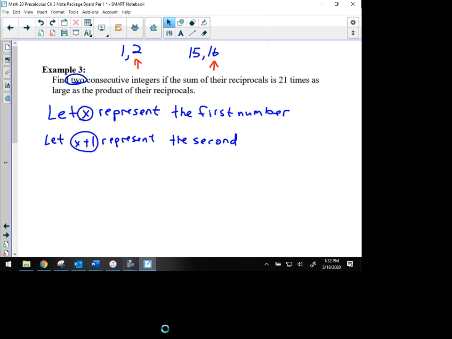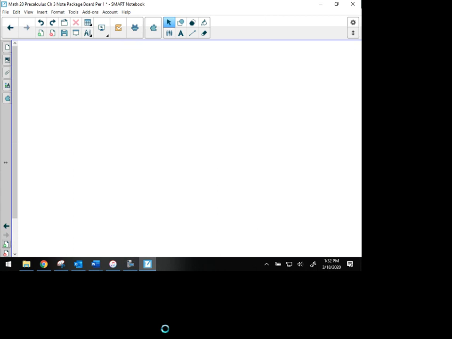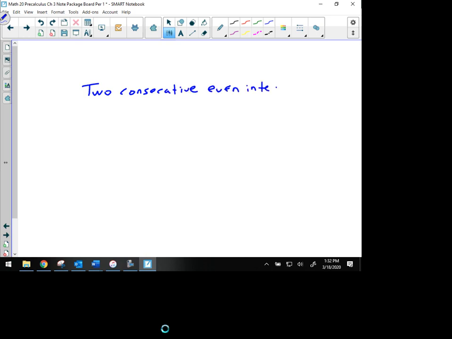So just another note on consecutive numbers then. There might be a question where it says two consecutive even integers. So if it's saying two consecutive even, well, then you know that an even integer has to be 2x, 2 times a number, right? And so you could be dealing with something like that.